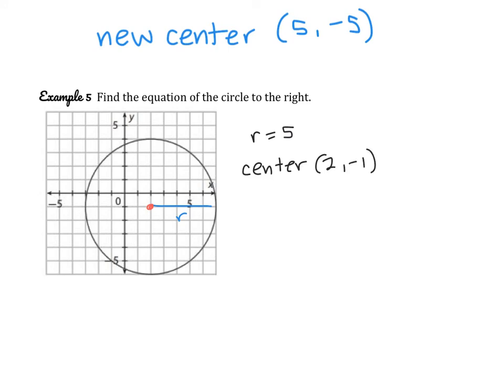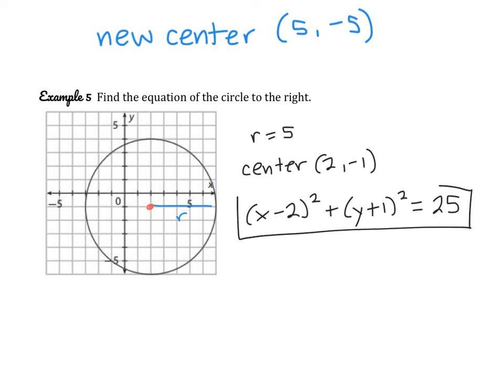So now we have everything we need to make the equation. (x minus 2) squared plus (y plus 1) squared equals 25. Remember, it's always our radius squared. And that's all there is to it.